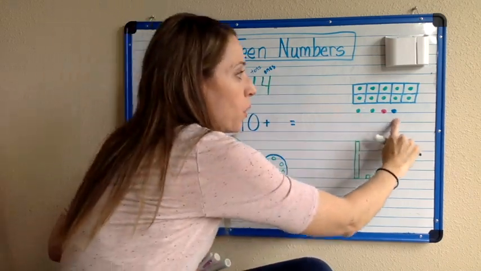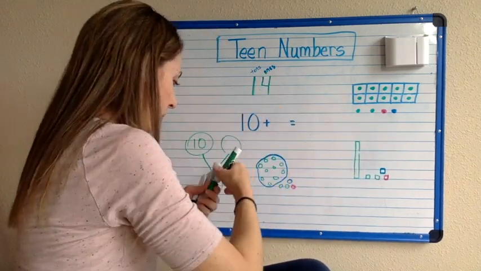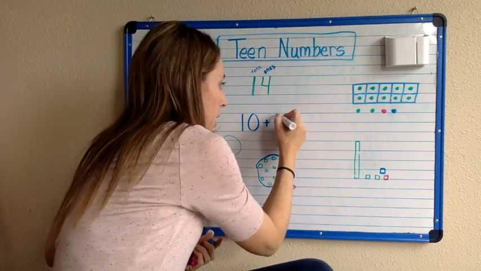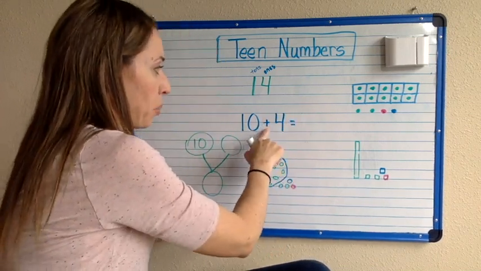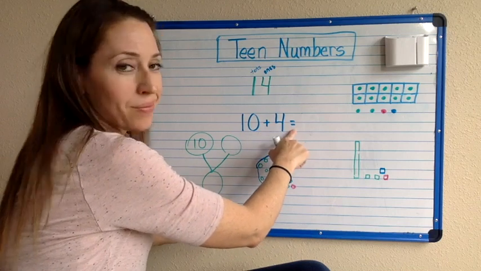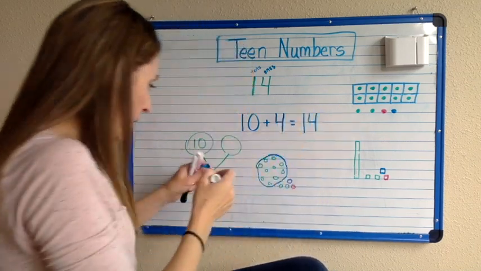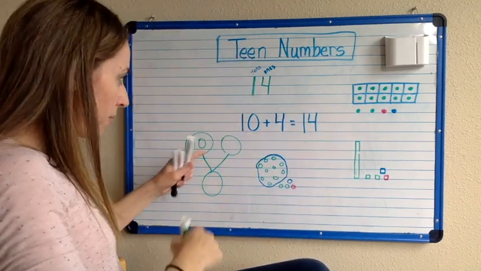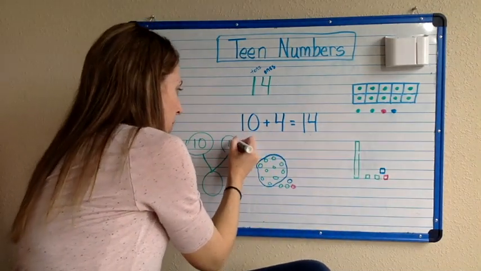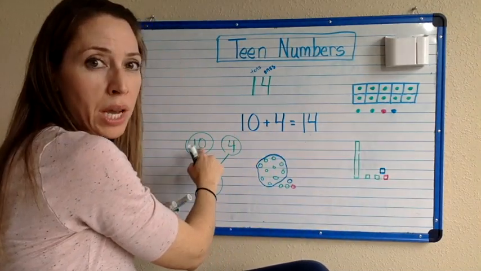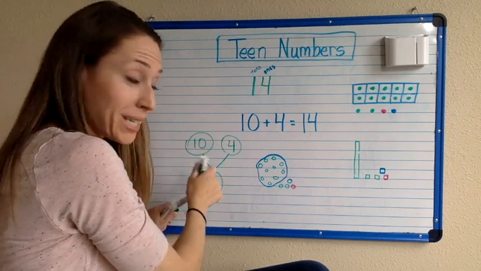I have 4 ones. 1, 2, 3, 4. 4 ones. So here, I'll keep on changing my colors. I have 4 ones. 10 plus 4 equals 14. And over here, in my number bond, I have 10, and the other part I had was 4, right? So if you take 2 parts, 10 and 4, 10 plus 4 equals 14.